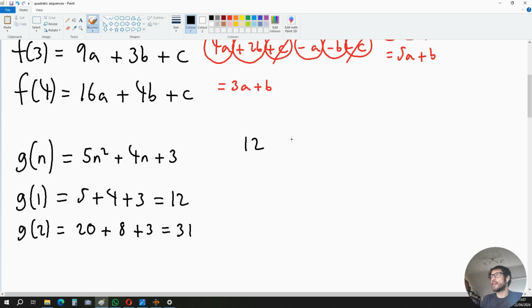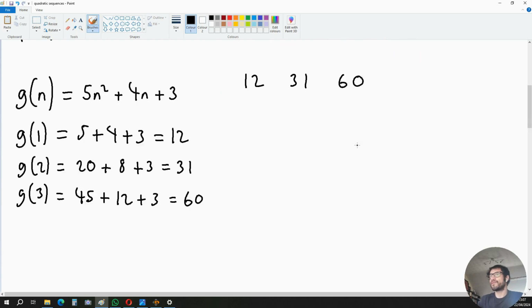So the second term of that sequence is 31. What's the third term? Well, 3 squared is 9. 5 times 9 is 45. So we get 45 plus 4 times 3, which is 12, and then plus 3. So 12 plus 3 is 15. 45 plus 15 is 60. So the third term is going to be 60.